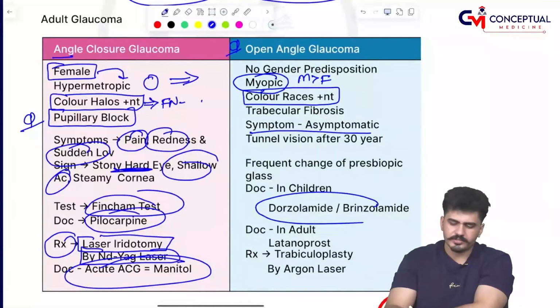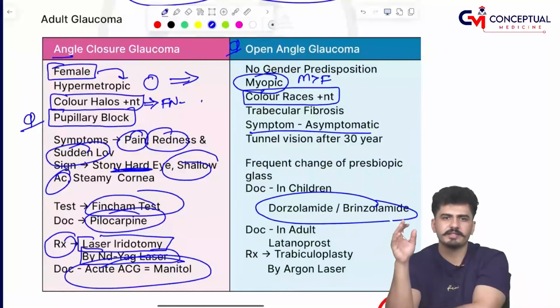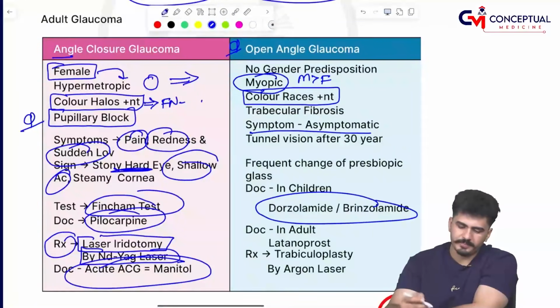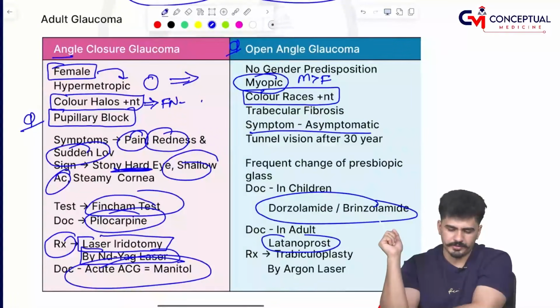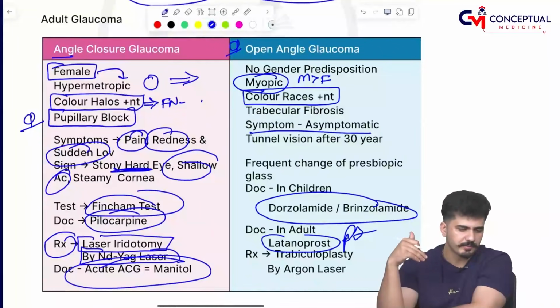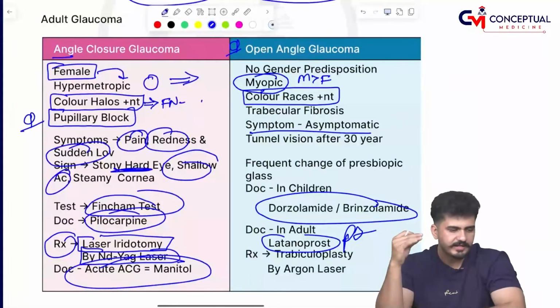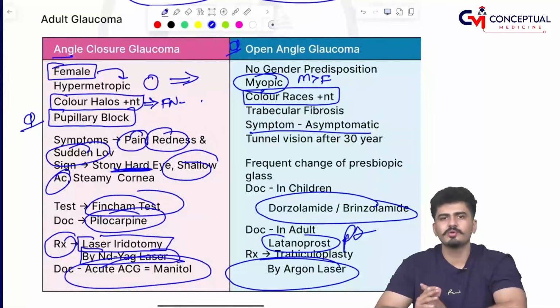Here in children, the drug of choice is a carbonic anhydrase inhibitor, that is dorzolamide, brinzolamide. In adults, we have alpha 1 analogs. These are the latanoprost drug, which is asked in the exam. Then trabeculoplasty, because trabecular fibrosis was there, that is why we will use the argon laser to treat it, sir.